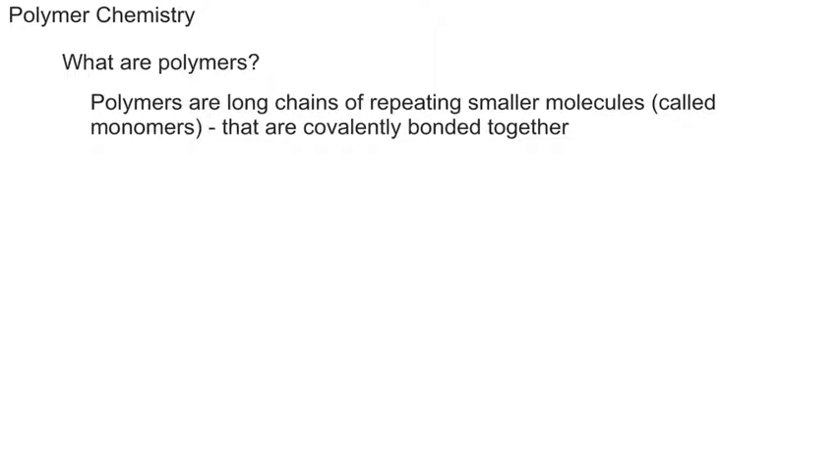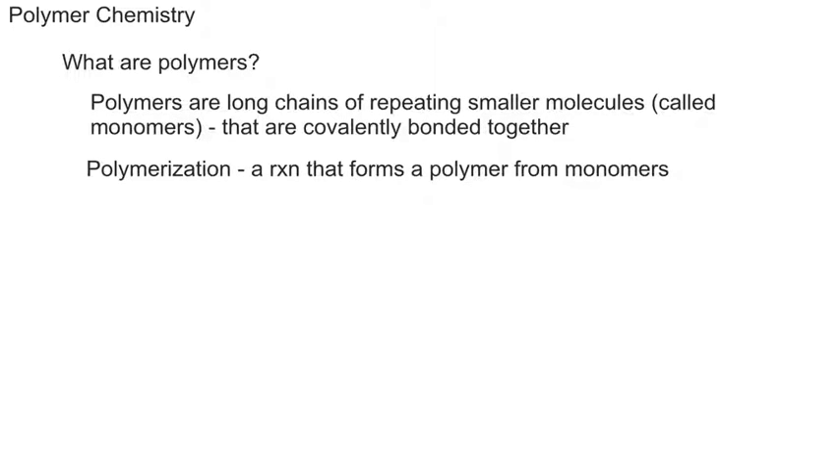That kind of bonding is different than metallic bonding or the kind of bonding that you'd see in salts. So they're covalently bonded just like small molecules are, and you have these series of them together. Another important term is polymerization, which is just any reaction that forms a polymer from monomers. So let's look at an organic example next.